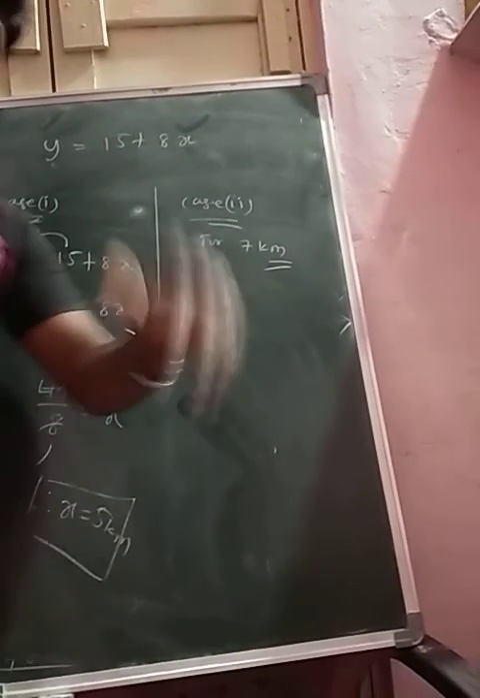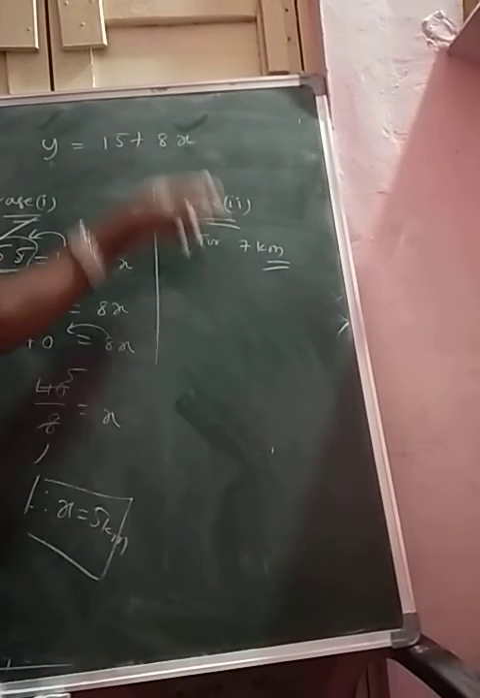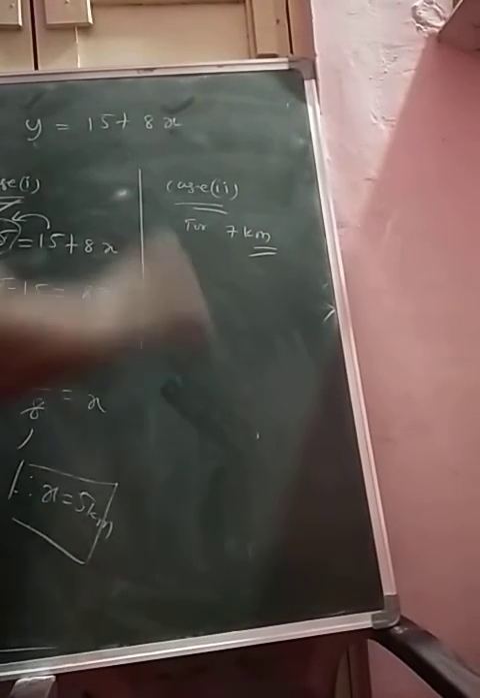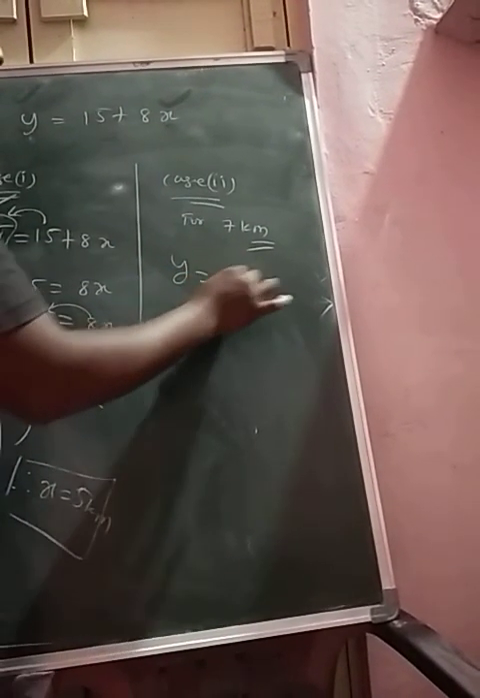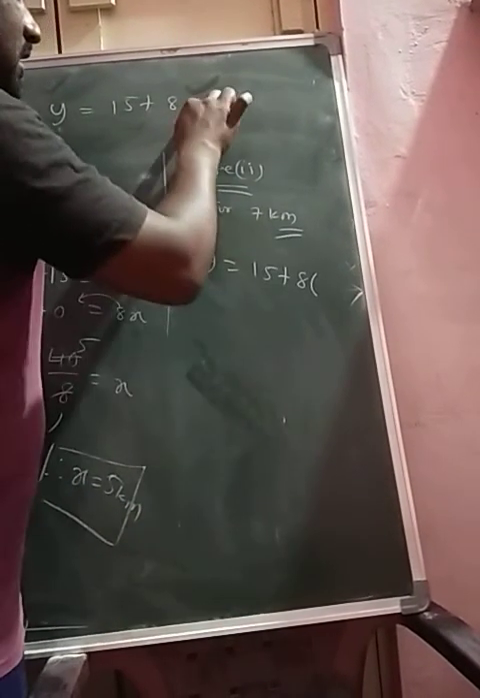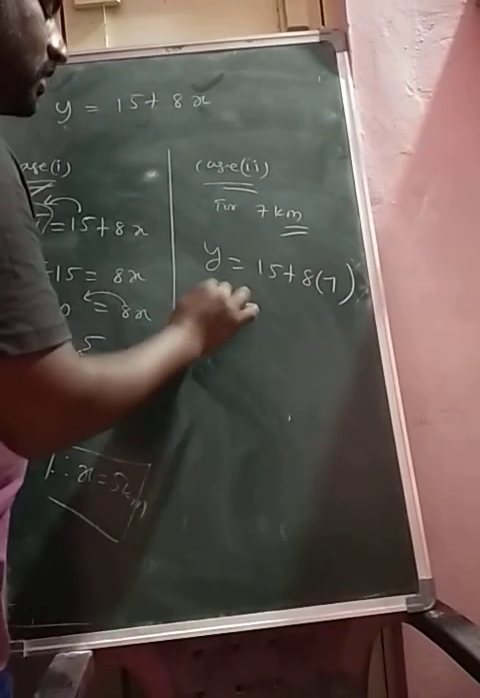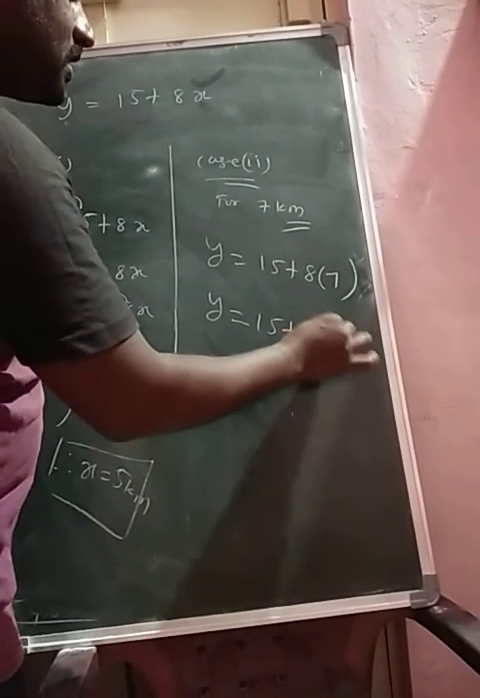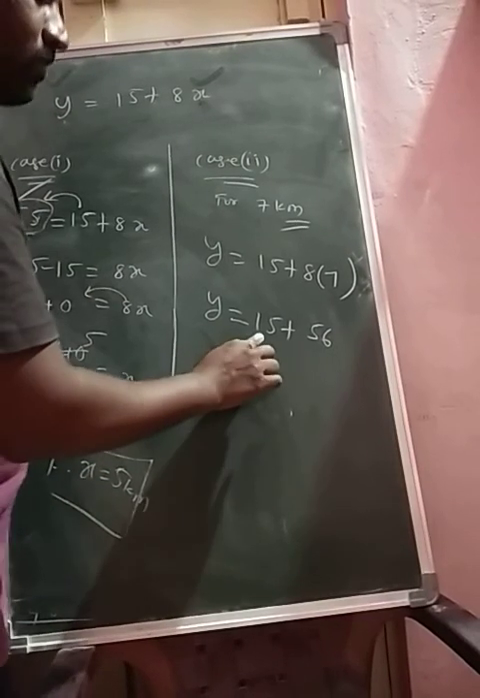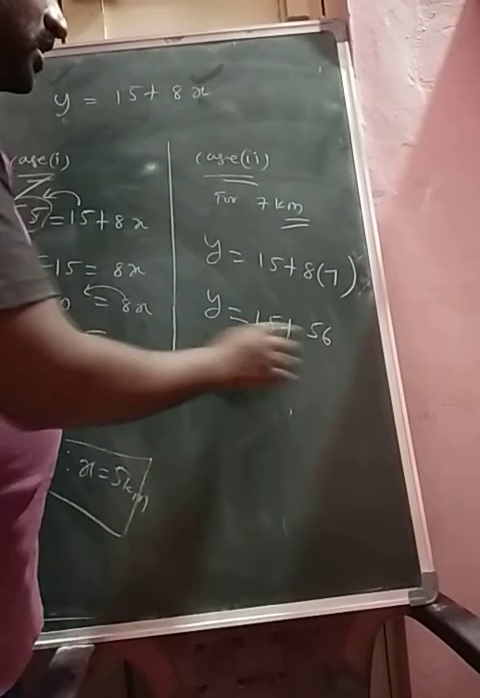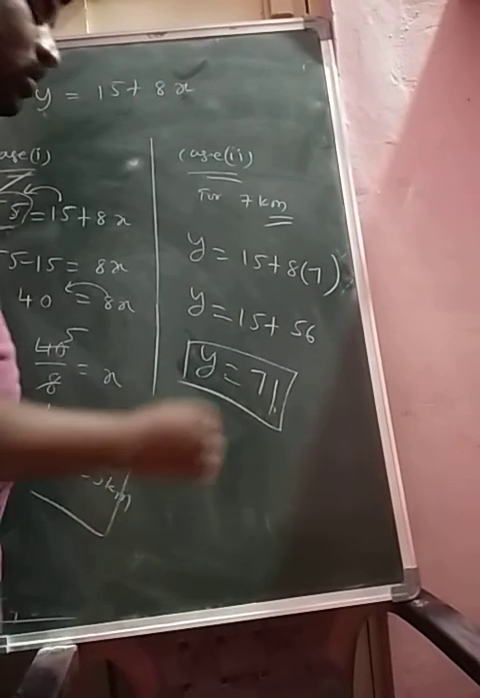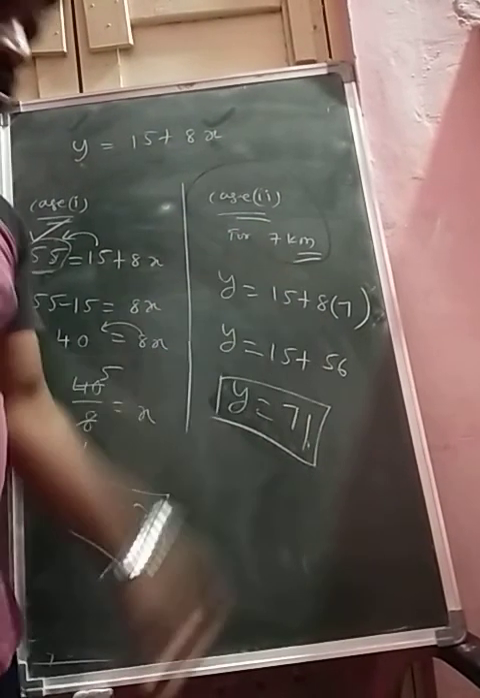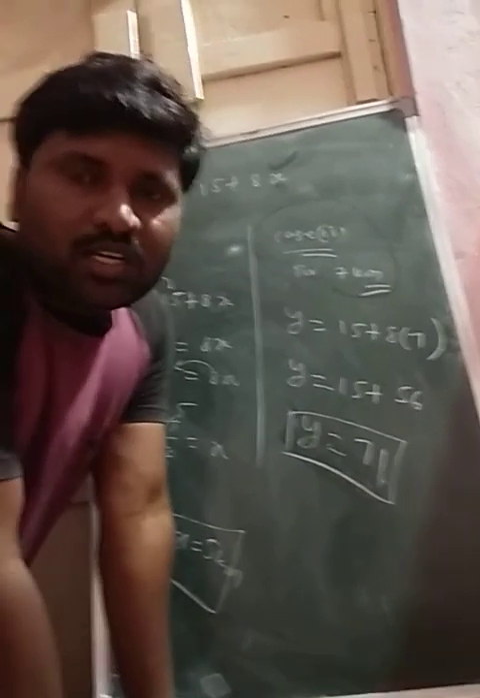how much amount has to be paid for 7 kilometers? Here x corresponds to the distance. So I take y equals 15 plus 8 times, and in place of x I take 7. Then y equals 15 plus 8 sevens are 56. Now y equals 15 plus 56, that is 71. So how much amount is paid now? Rupees 71 is paid for the 7 kilometers. So this is the required solution for the graph question.